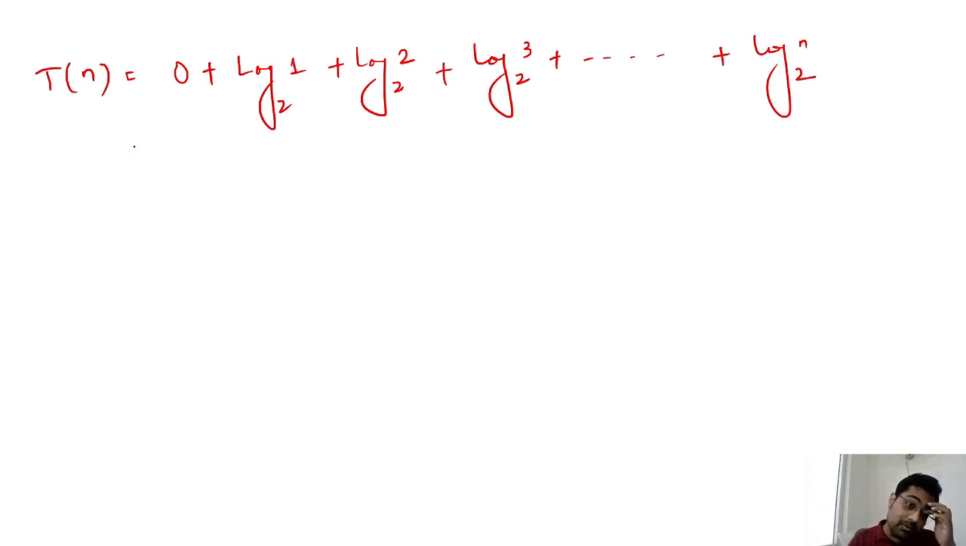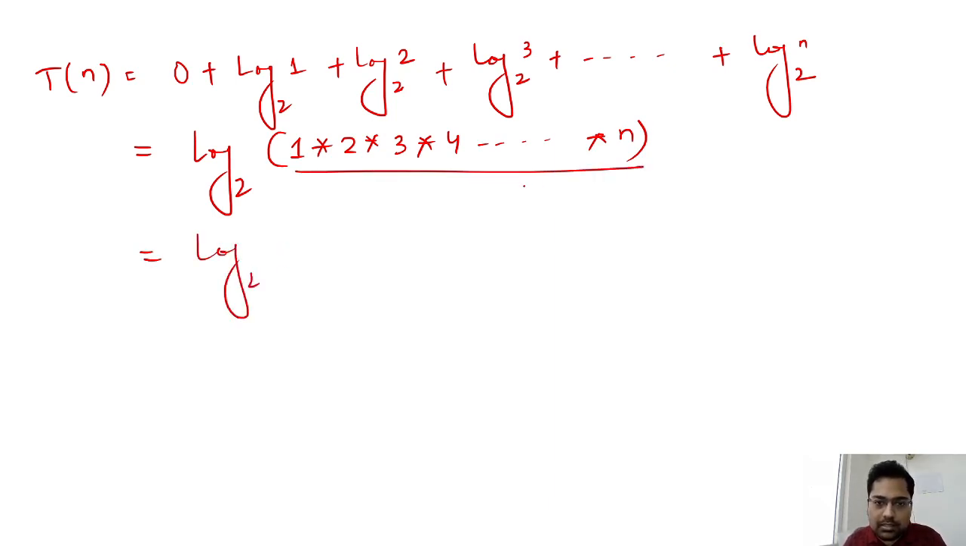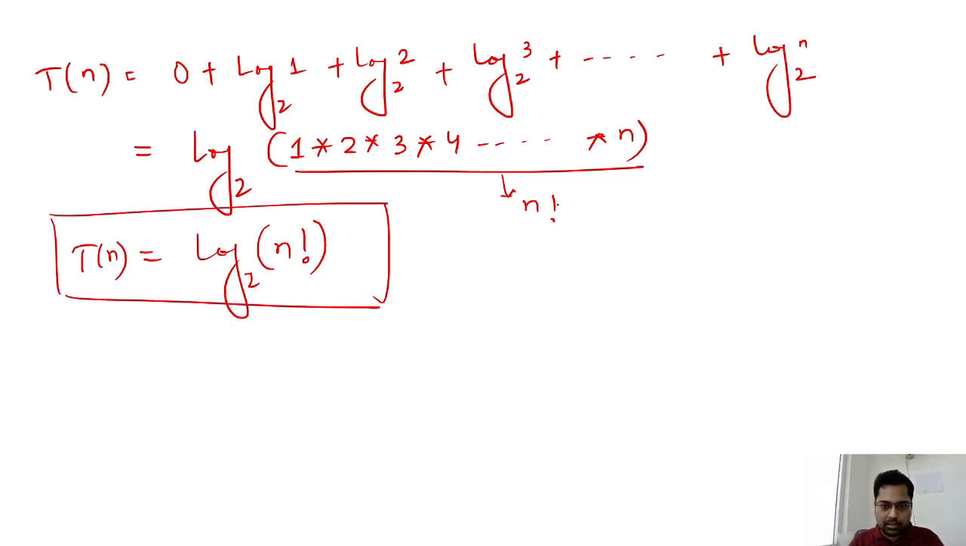So you can simplify further, plus is there, so everything will be multiplied. This is a property of log: 1 into 2 into 3 into 4 dot dot up to n, you are multiplying up to n. And 0 we are just removing. Now what will be there? This is n factorial, we can say. This is the correct answer, not an issue for t of n.